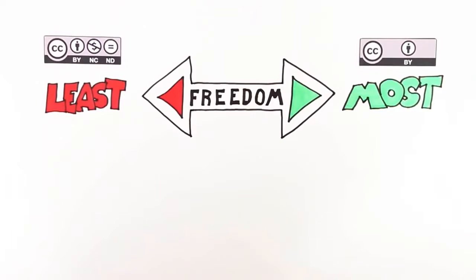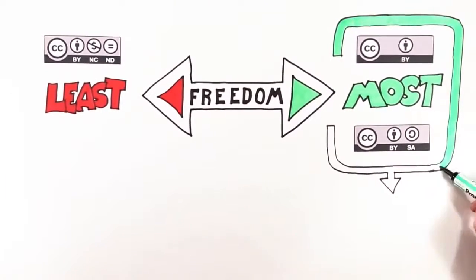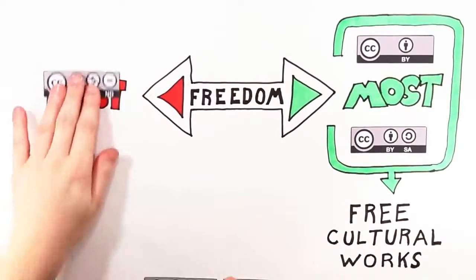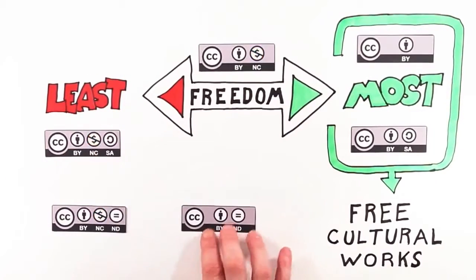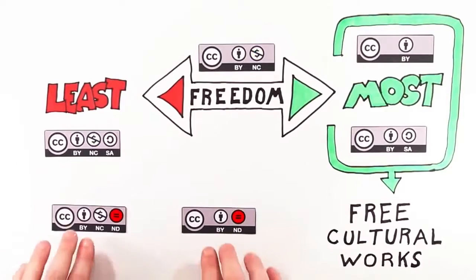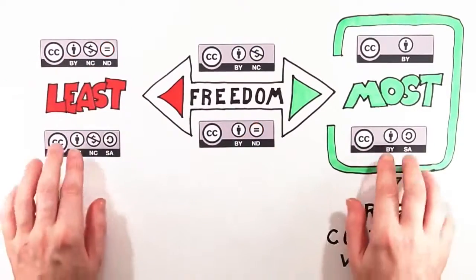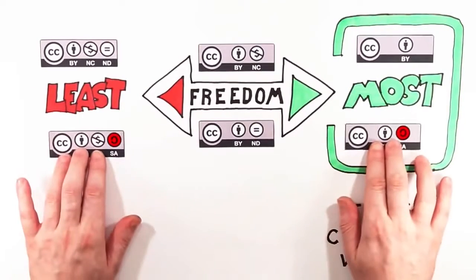The attribution license and the attribution share-alike licenses are sometimes referred to as Free Cultural Works Approved licenses. These 3 licenses restrict commercial use of a work. And these 2 licenses do not give permission for adapting or remixing. These 2 licenses require new works to be licensed under the same terms.